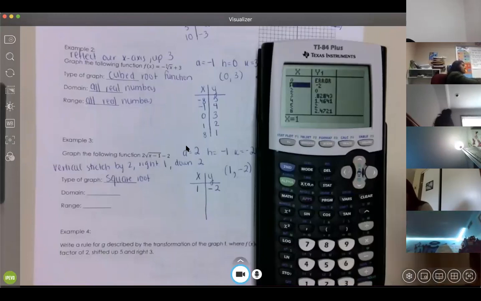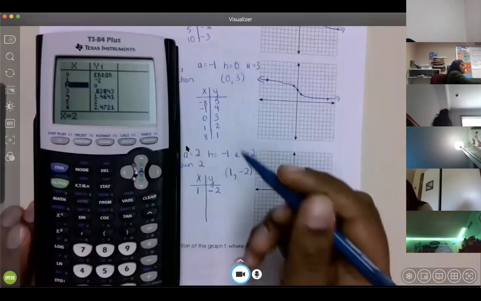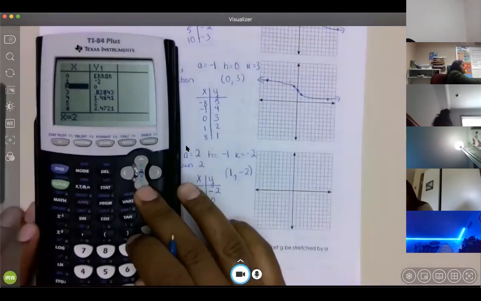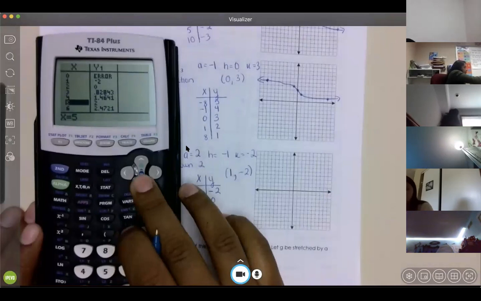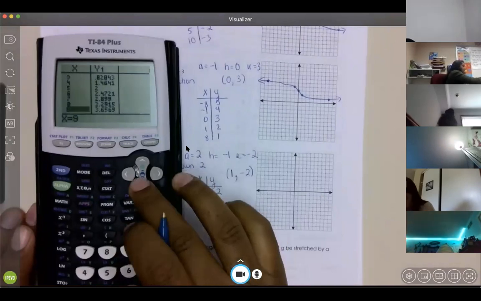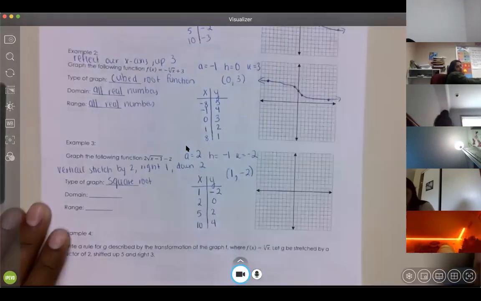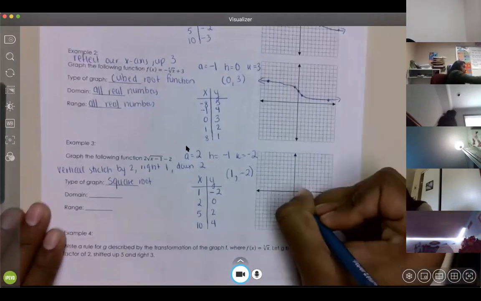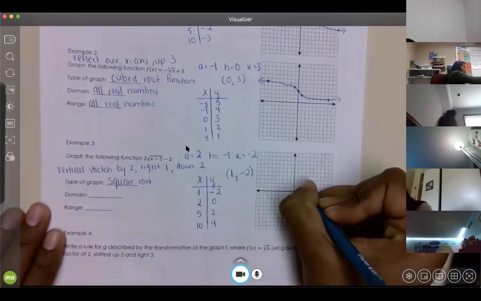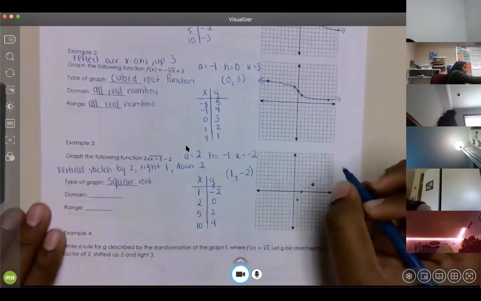So I'm going to go with 2, 0. And then let's do 5, 2. And then let's do 10, 4. So we're going to go and graph that. So 1, -2, 2, 0, 5, 2, and then 10, 4.